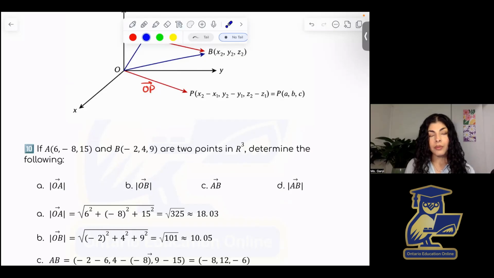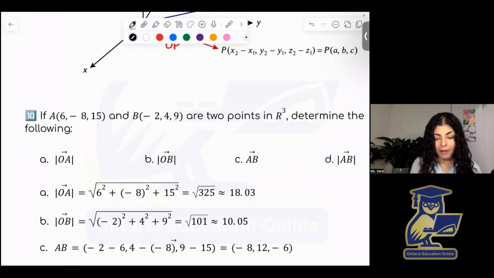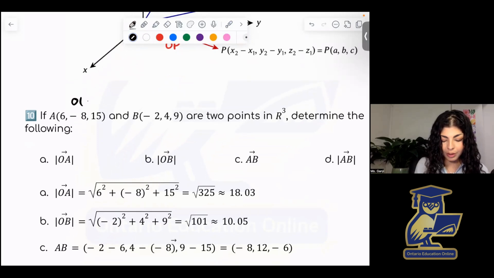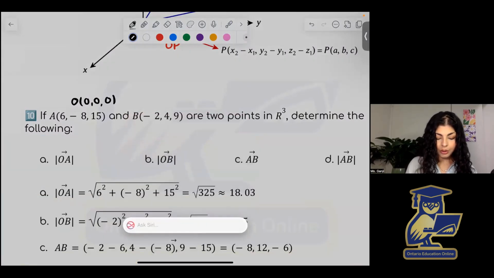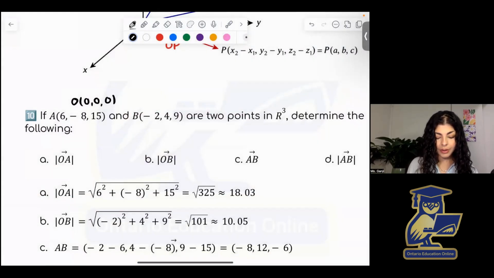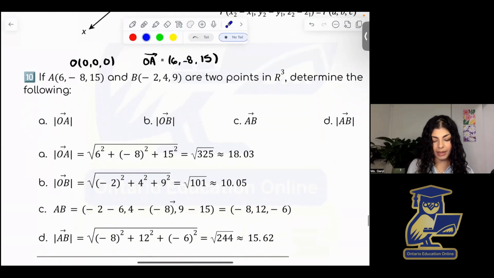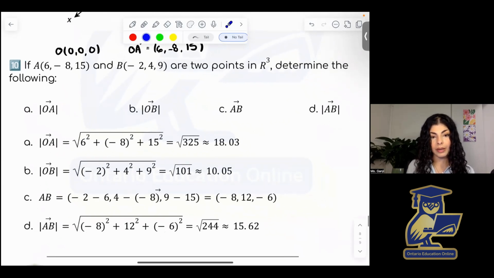So OA, and really when you're doing OA, you have 2 points as well, but your point O is 0, 0, 0. So when you do that difference, you're doing 6 minus 0, -8 minus 0, 15 minus 0, which is just going to give you as OA the same, 6, -8, 15. And then when you find the magnitude, it's 6 squared plus -8 squared plus 15 squared, and this is taking the square root of that. It's square root of 325, approximately 18.03.